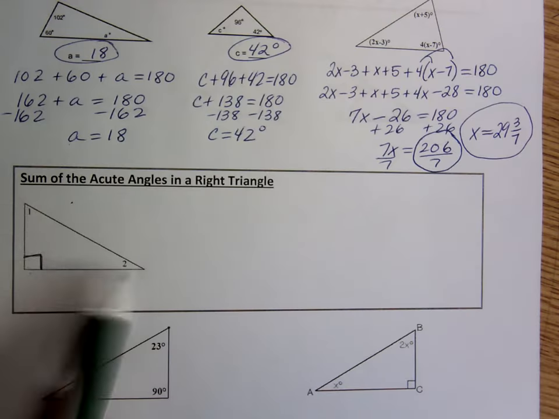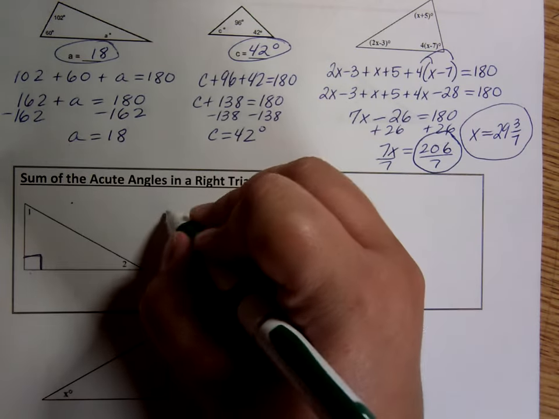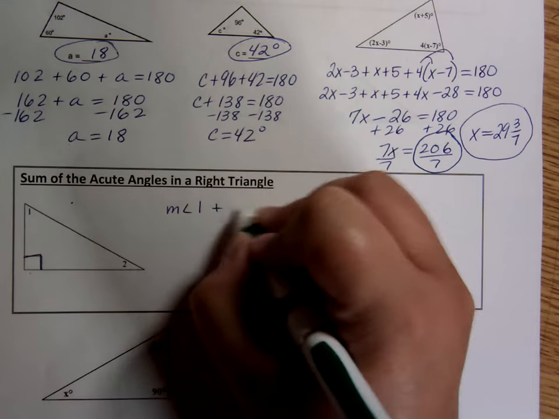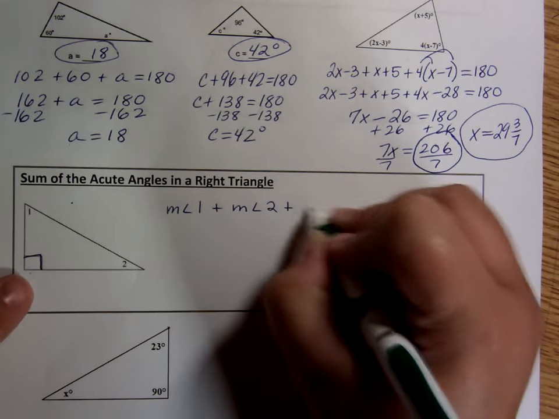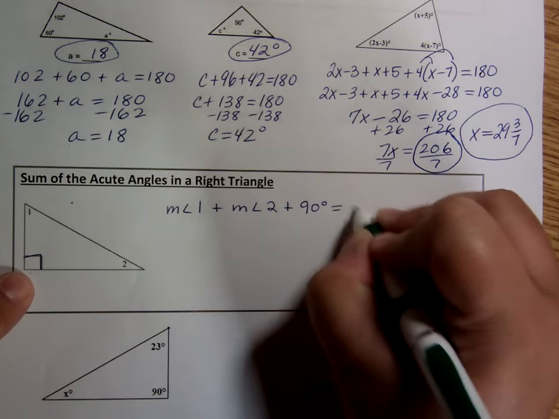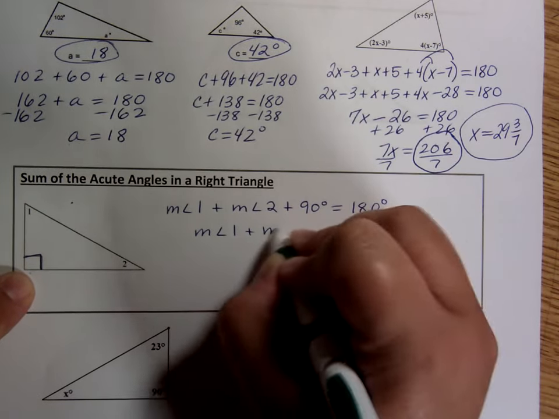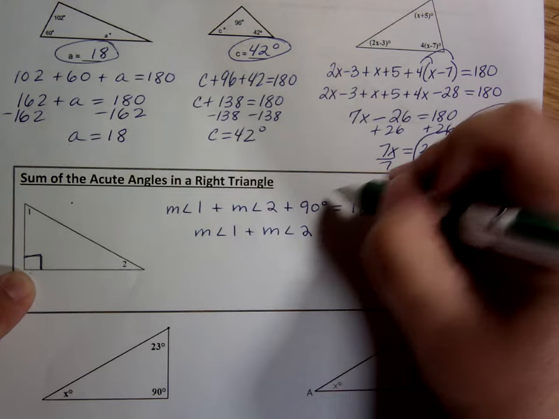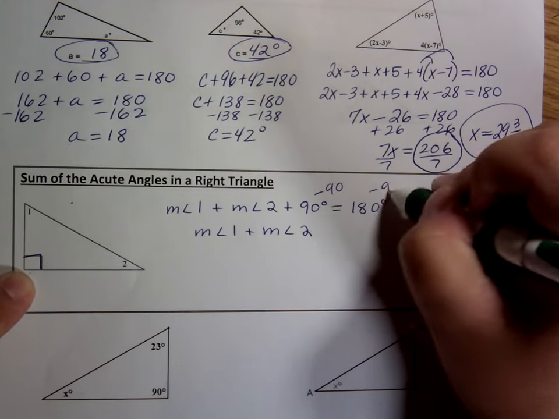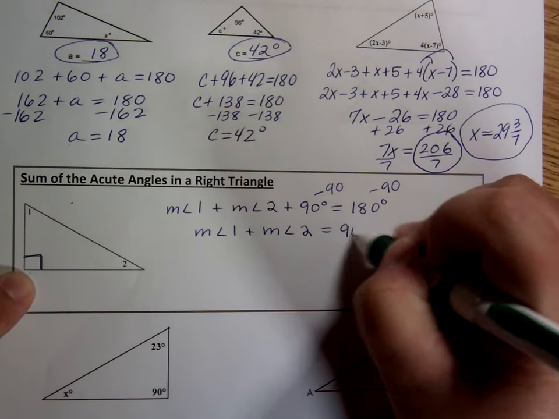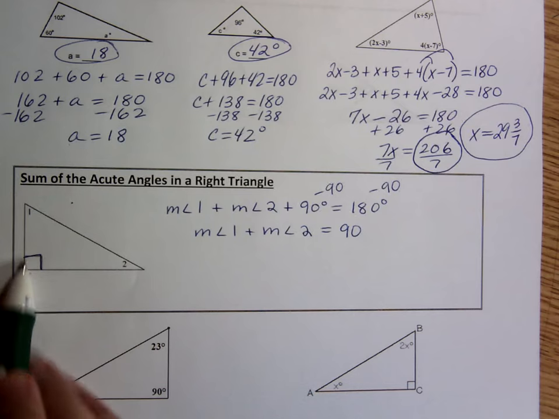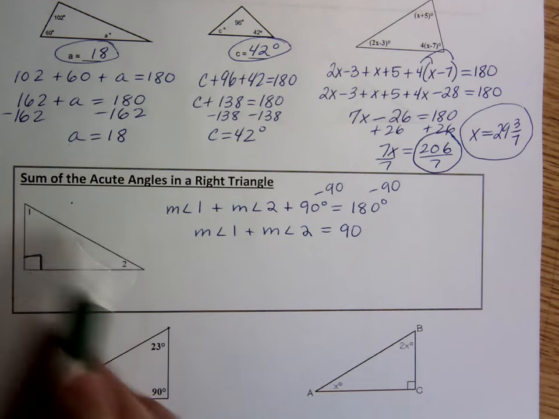So all 3 of these have to add up to 180. So measure of angle 1 plus measure of angle 2 plus the 90-degree angle here have to add up to 180. So measure of angle 1 and measure of angle 2, if I subtract 90 from both sides, they have to add up to 90. In other words, if I'm already using 90 degrees for this angle, that leaves me with 90 left for these two put together.